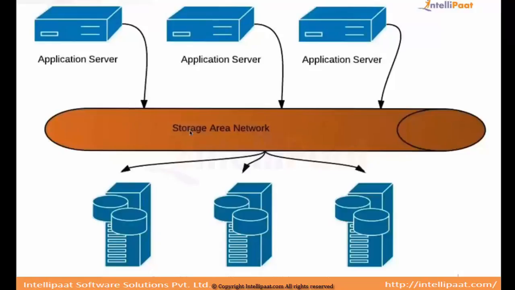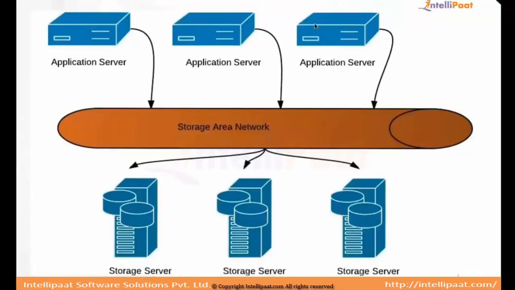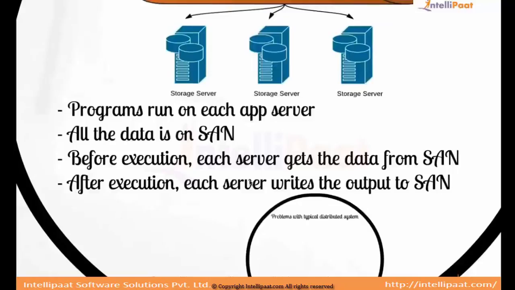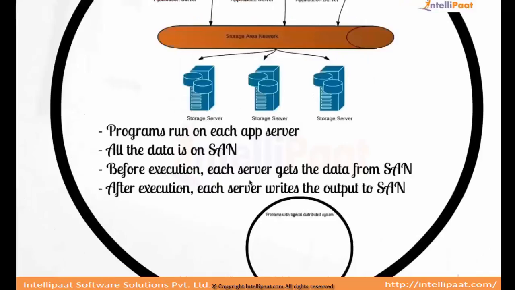Now what happens is, if you have 50 terabytes of data, each server would pick up 1 terabyte of data, process it, write back, process it, write back. That's how it works. Each guy gets his share of data, processes, writes back, and your distributed world was really working. The program was running on each app server, all data was on SAN. Before execution, each server gets the data from SAN, and after execution, each server writes the output to the SAN.